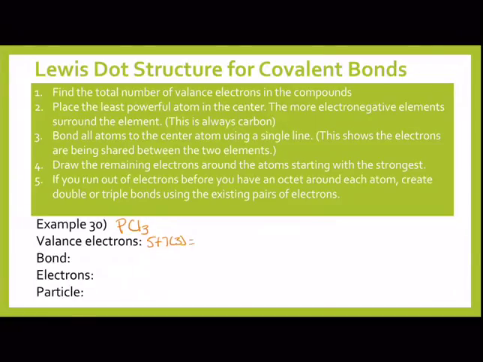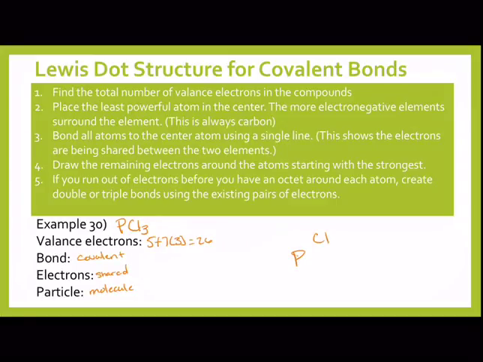So for covalent bonds, our first example is PCl3. Phosphorus has 5 electrons, chlorine has 7, but we have 3 chlorines. So we have a total of 26 electrons. This is covalent, so they're going to be shared.